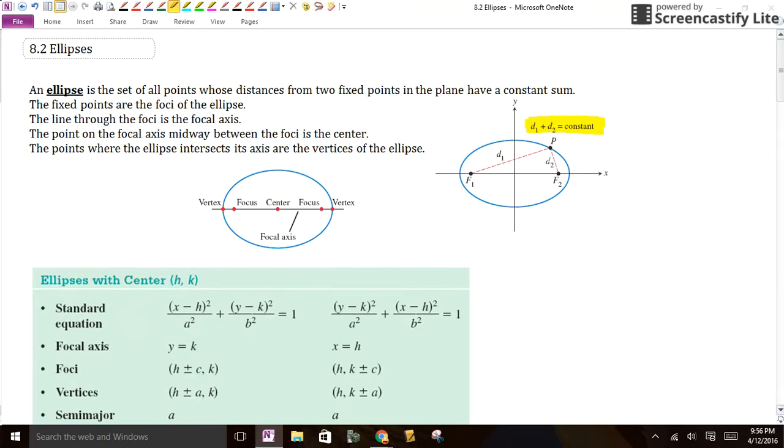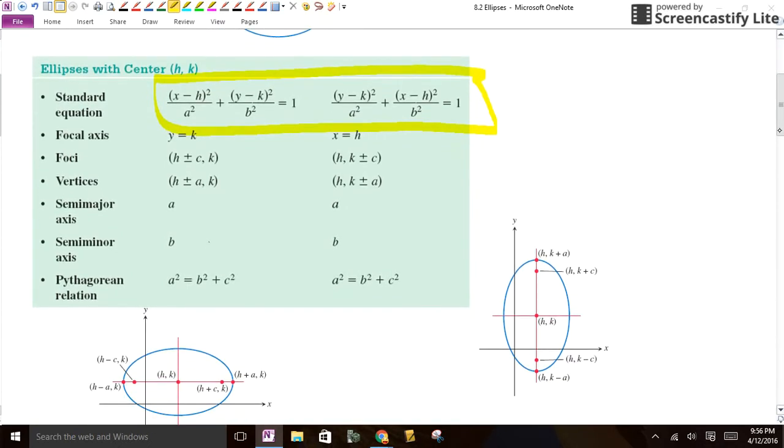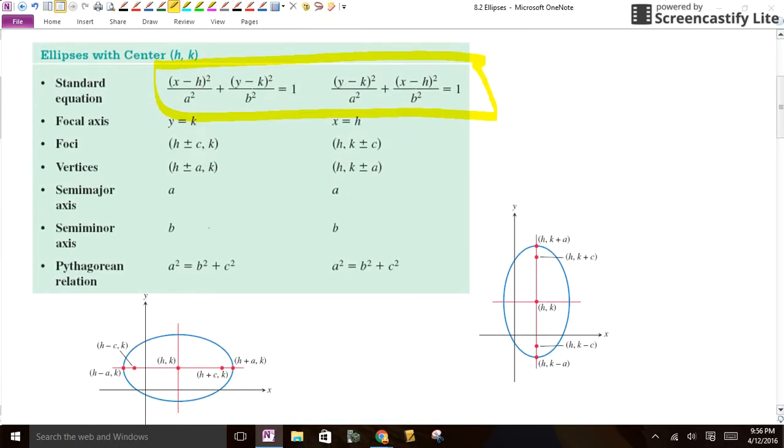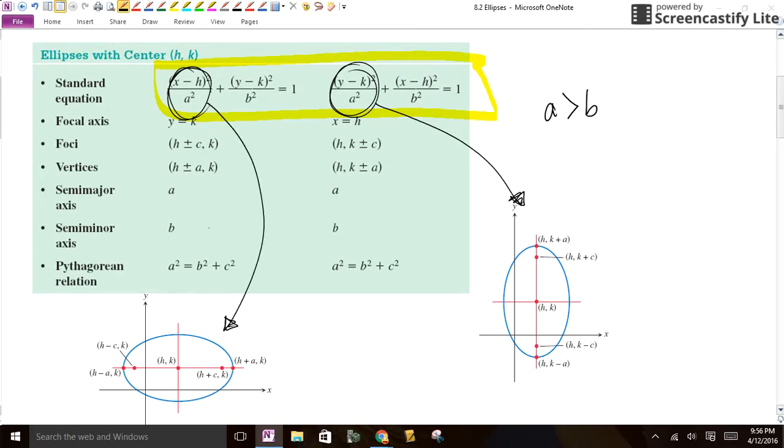Now, what is the standard form, or the standard equation, of an ellipse? Right there. There's your standard form. That is what ellipses look like. And the reason there's two equations is the rule is that A is greater than B. A is the bigger number. So if the bigger number is under the X, the ellipse is stretched in the X direction. If the bigger number is under the Y, then the ellipse is stretched in the Y direction. So this is an example of if it was stretched in the Y direction, and this is an example of if it was stretched in the X direction.